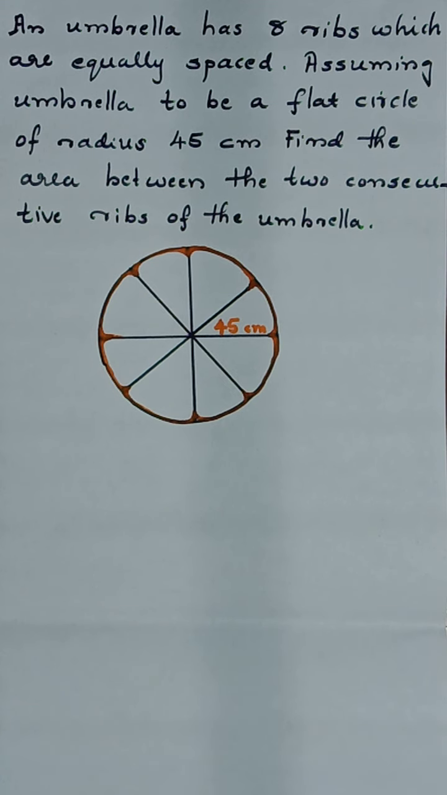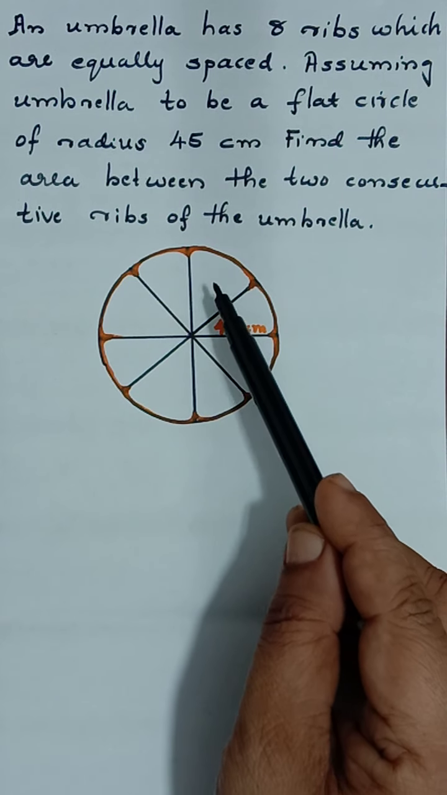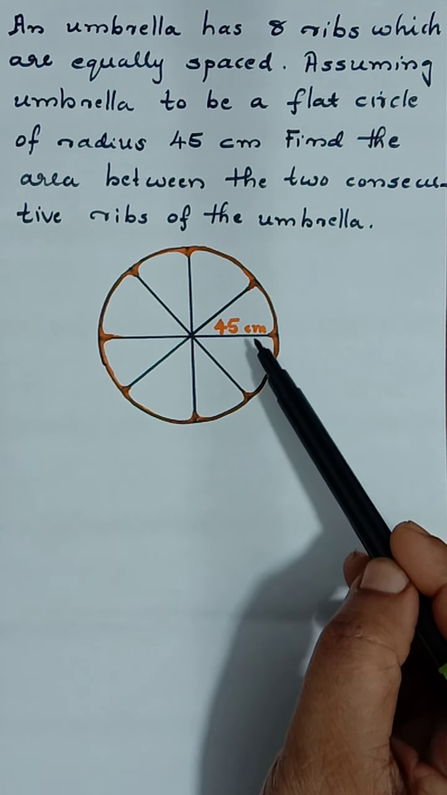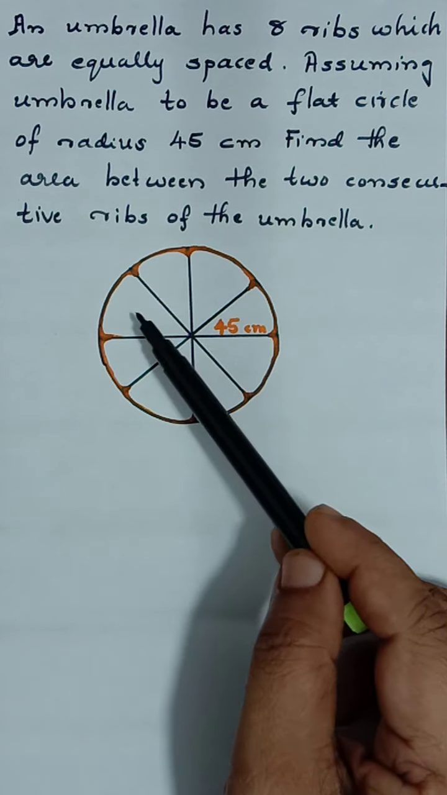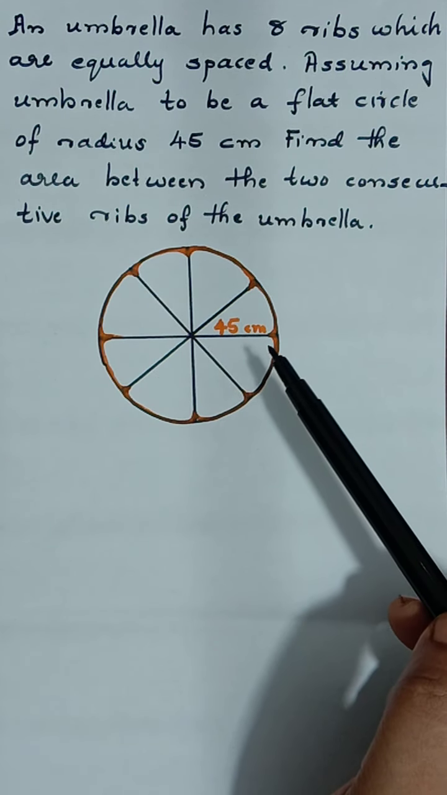See the first question. An umbrella has 8 ribs which are equally spaced. Assuming the umbrella to be a flat circle of radius 45 cm, find the area between two consecutive ribs of the umbrella. Here you can see when an umbrella is open, we can see 8 equally shaped spaces. 1, 2, 3, 4, 5, 6, 7, 8 portions we can see.